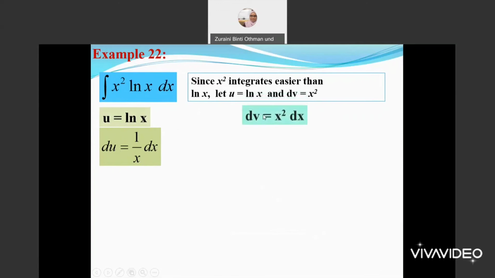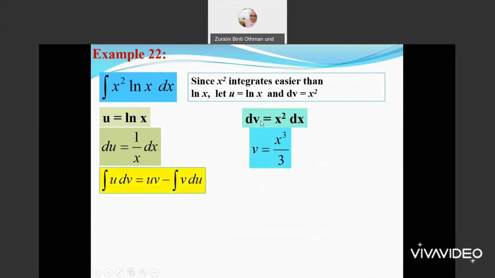Okay, so now we have dv. Dv kat sini kita kena kamirkan dv, kamirkan x kuasa 2. Jadi kamirkan dv dapat v dan kamirkan x kuasa 2 dapat x kuasa 3 per 3. Okay, ingat u kita bezakan, dv kita kamirkan. Okay, so now by using this integration by parts formula, then replace our u dengan v. U dengan v dah dapat, so just replace saja lagi. Okay, replace, tolak. So then our v here is x kuasa 3 per 3. Then our du ialah 1 over x dx.